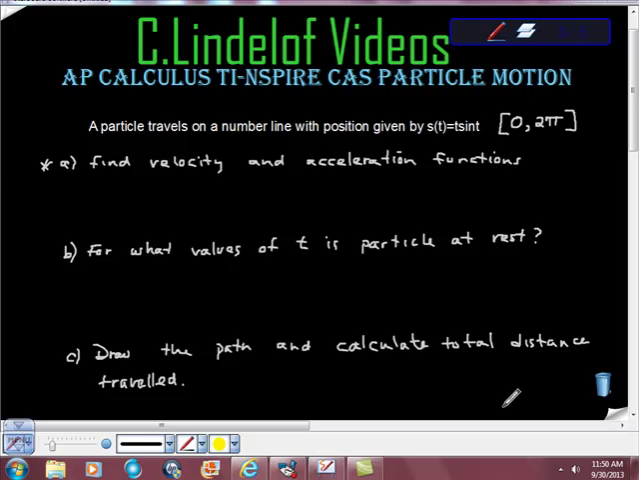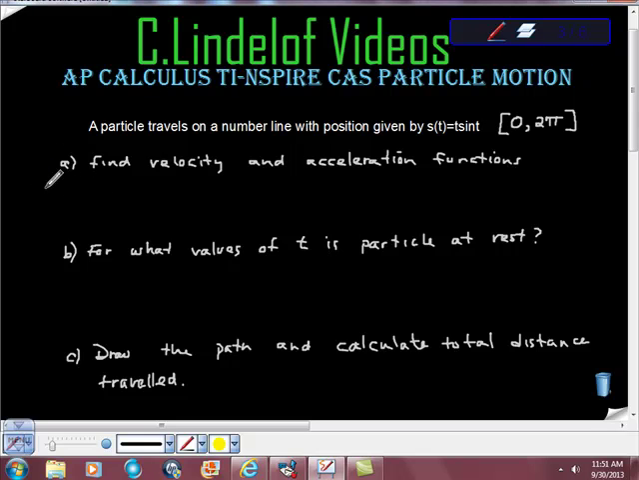I want to warn you before we start that this is how I would answer an AP Calculus free response question on particle motion, which has shown up every year for the last 15 years. However, they're not going to ask it exactly the same way, so I just want to show you how I'd set this problem up. It says a particle travels on a number line with position given by s of t is equal to t sine t on the interval 0 to 2 pi inclusive.